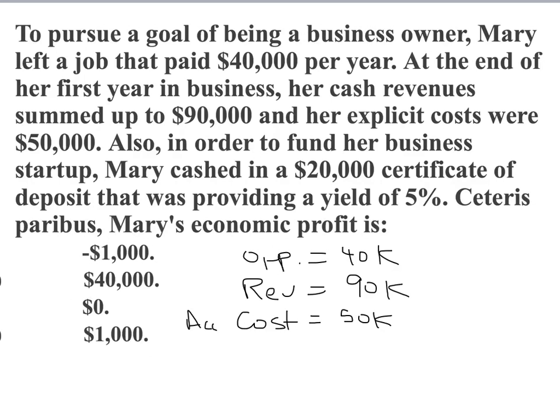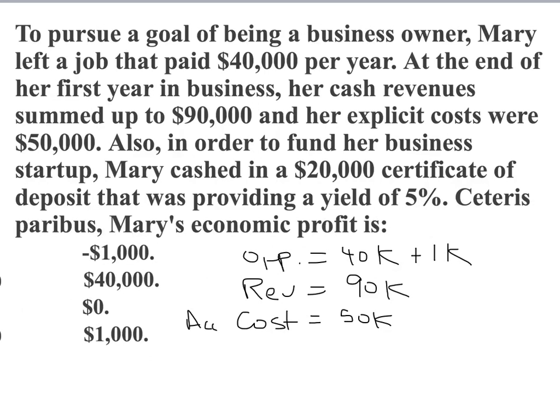Now she also tells you that in order to fund her business, she actually cashed a $25,000 certificate that had a yield of 5%. So basically, that yield will be equal to the actual opportunity cost that she has. That's also an opportunity cost, so that comes to $1,000, right? Because if she had to cash the $25,000 and she was making 5% on the $25,000, she was making $1,000 on that, and if she's not collecting that $1,000, that becomes an opportunity cost.